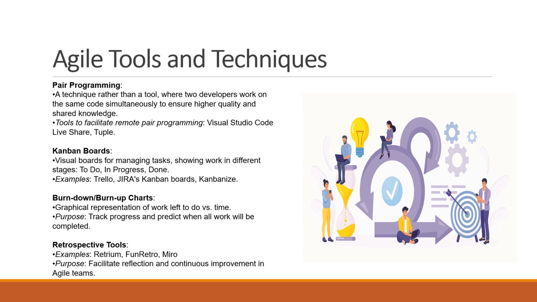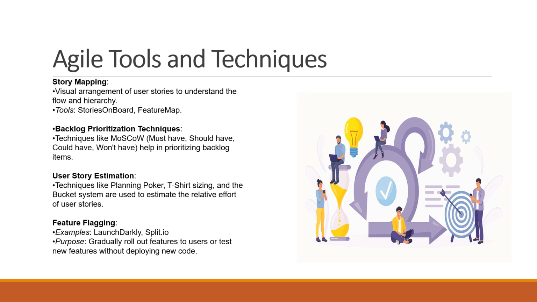The next one is retrospective tools. Examples are Retrium, FunRetro, Miro. The purpose is to facilitate reflection and continuous improvement in agile teams. Story mapping. These are visual management of user stories to understand the flow and hierarchy. Tools such as Stories on Board and Feature Map are examples of story mapping.